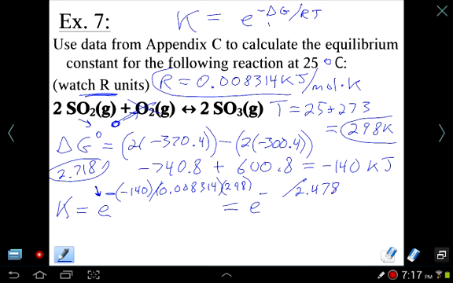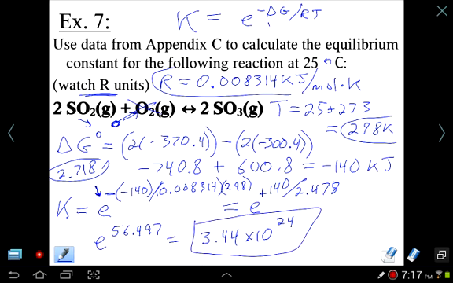And then we've got essentially positive 140. So positive 140 divided by that number gives us 56.49. So e raised to 56.497. If you evaluate this value, you will get a very big number. We will get 3.44 times 10 to the 24th power. And this is a K value.